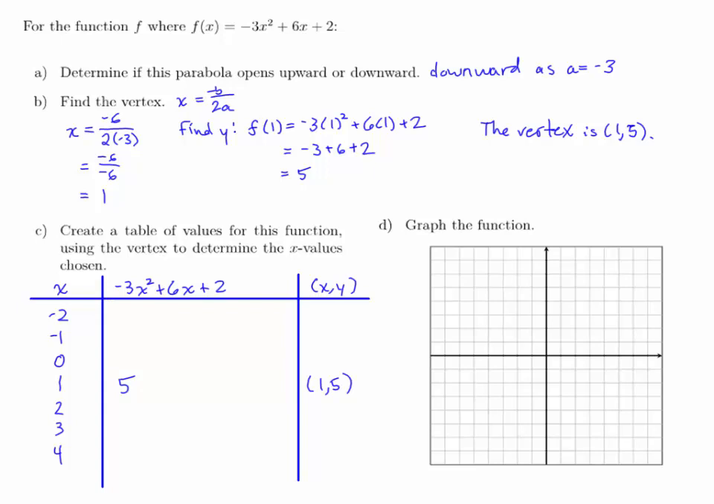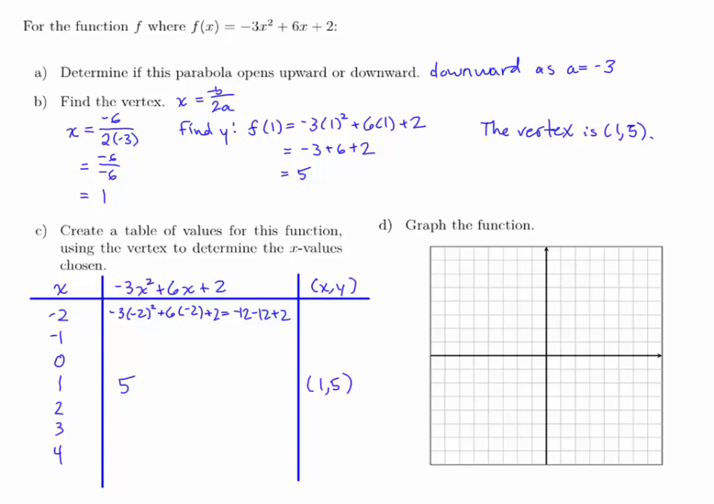So we're going to evaluate negative 3x squared plus 6x plus 2 for x equals negative 2. So replacing x with negative 2, we'll have negative 3 times negative 2 quantity squared plus 6 times negative 2 plus 2. And looking at that, negative 3 times the number negative 2 squared is going to be negative 12. So I'm going to have negative 12 minus 12 plus 2, and that will sum to negative 22.